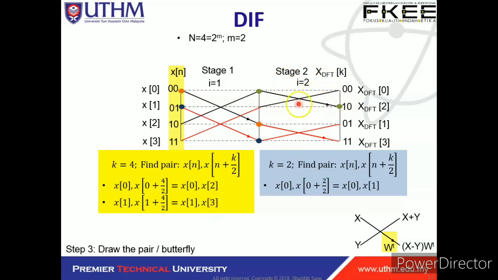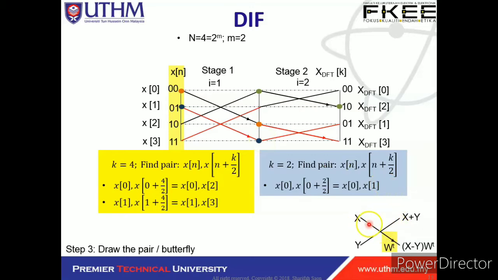For the second stage, we have k equals 2. The first point, for example, n equals 0: 0 plus 2 divided by 2, we will get 1. So the pair of x0 will be x1. The same for x2 and x3.